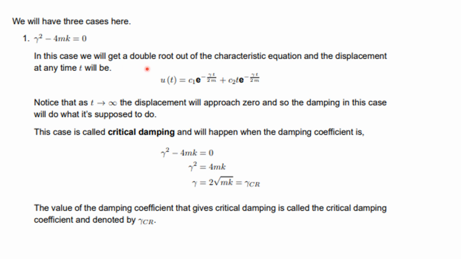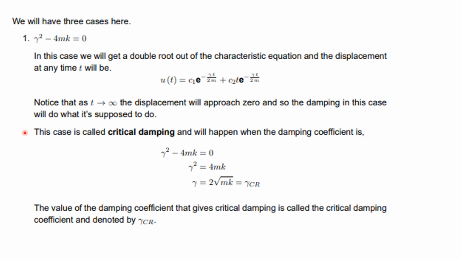In this case we will get a double root from the characteristic equation, and the displacement at any time t will be u(t) = c1 e^(-gamma t/2m) + c2 t e^(-gamma t/2m). Now notice that as t goes to infinity, both those exponentials go to 0, so the displacement will approach 0, and so the damping does work.